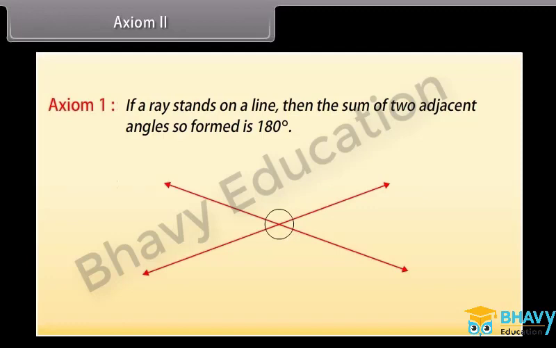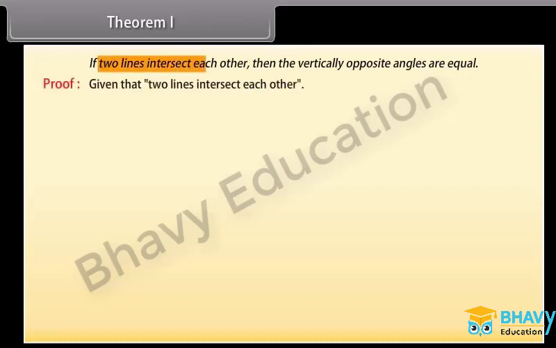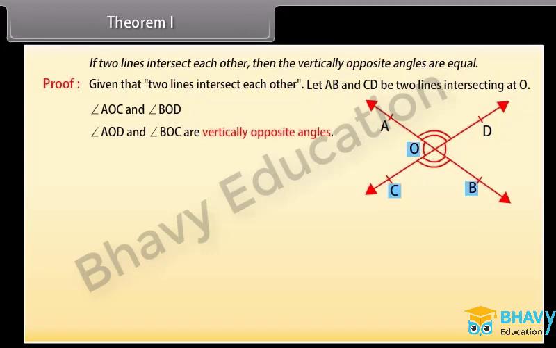We know that when two lines intersect, the vertically opposite angles are equal. We will prove this result after a small interactivity. Theorem 1. If two lines intersect each other, then the vertically opposite angles are equal. Let's prove this theorem. In this statement, it is given that two lines intersect each other. So, let AB and CD be two lines intersecting at O. They lead to two pairs of vertically opposite angles, namely angle AOC and angle BOD, angle AOD and angle BOC. We need to prove that angle AOC is equal to angle BOD and angle AOD is equal to angle BOC.